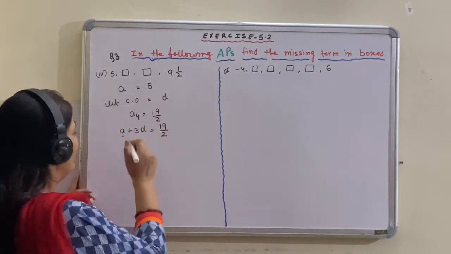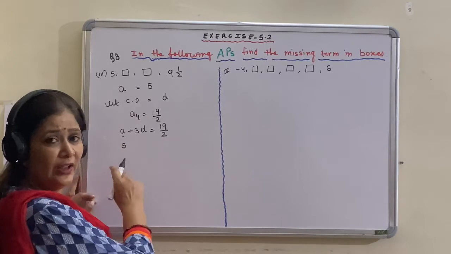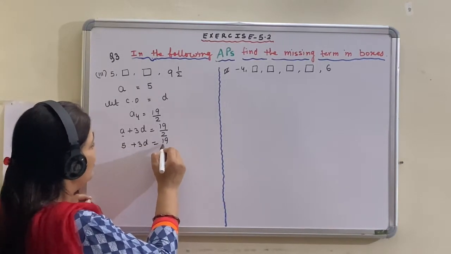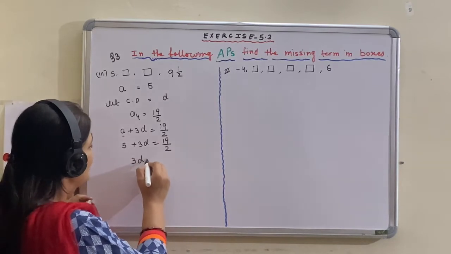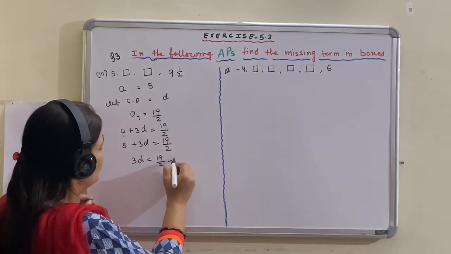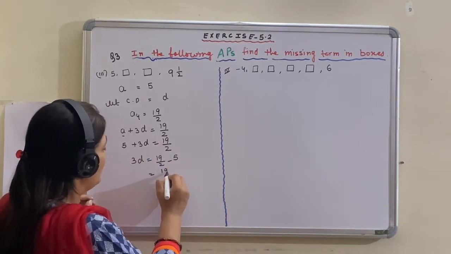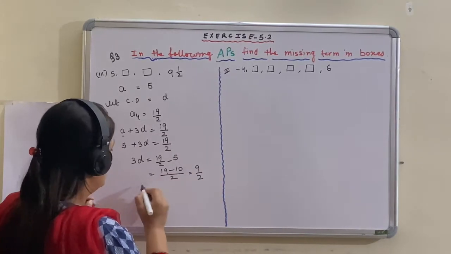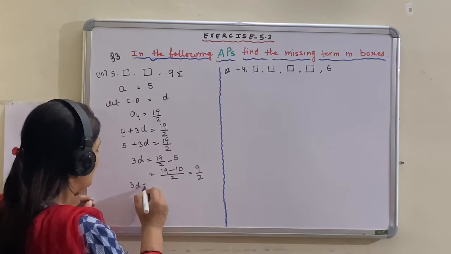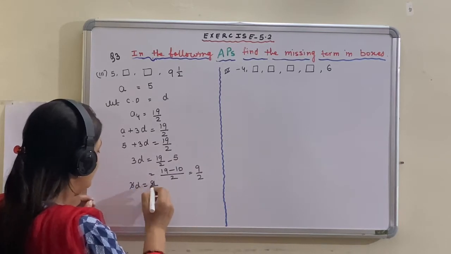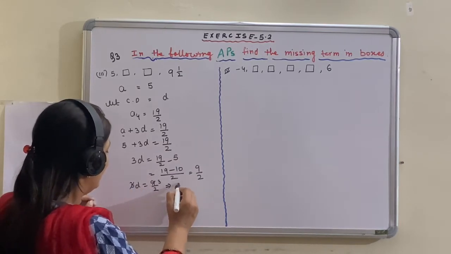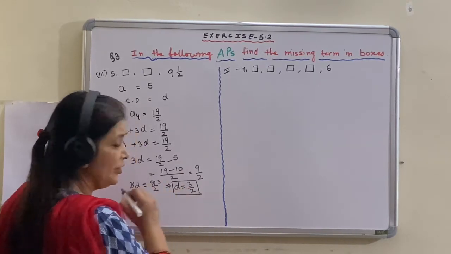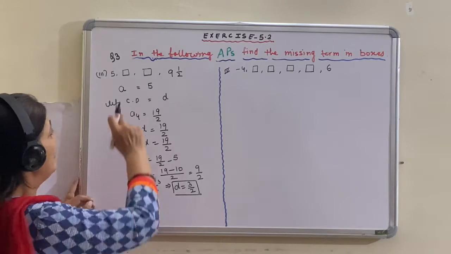And what is a4? a4 will be a plus 3d is equal to 19 over 2. A is given, a is 5. So substitute the value of a, it is 5 plus 3d is equal to 19 over 2. So 3d is equal to 19 over 2 minus 5. So it will be 19 minus 10 over 2. It will be 9 over 2. Then 3d is equal to 9 over 2. 3 3s are 9. That implies d is equal to 3 over 2. d की वैल्यू आ गई आपके पास.